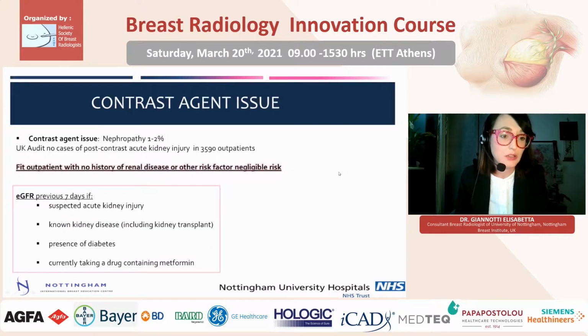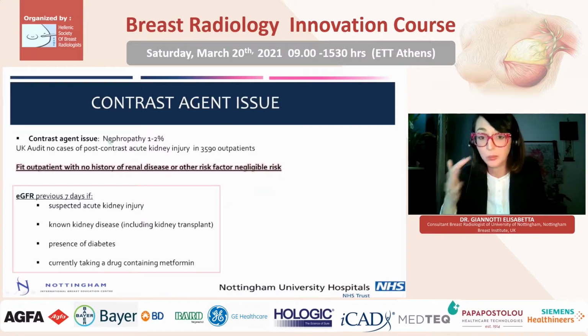We don't use the eGFR because a UK audit from the British Urology Society showed that it is safe to give iodinated contrast without the eGFR if the patient is fit and there is no history of renal disease or other risk factors. The eGFR is necessary if there is suspected acute kidney injury, kidney disease, diabetes, or metformin. It may be different in your unit, but we don't check the eGFR because it's a young population.